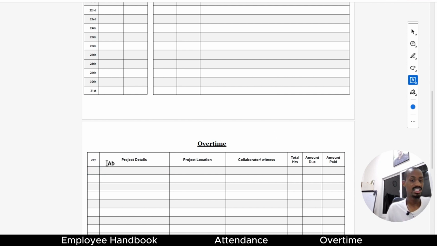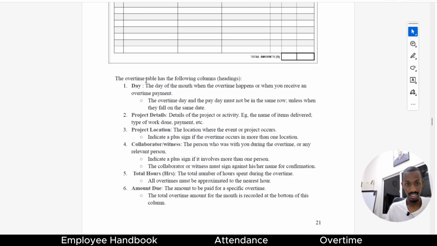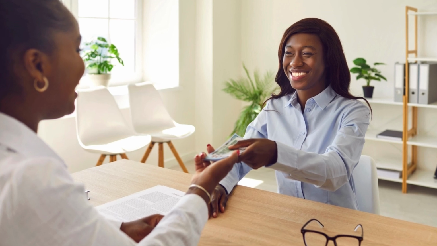So the project details, I think I have to come here and explain this further. Remember the day of the month when the overtime happens, or when you receive an overtime payment. The overtime day and the payday. Sometimes you are paid the overtime. Overtime is probably the only payment you receive where at any time you can come and say, give me my overtime money, and I can give you overtime money.